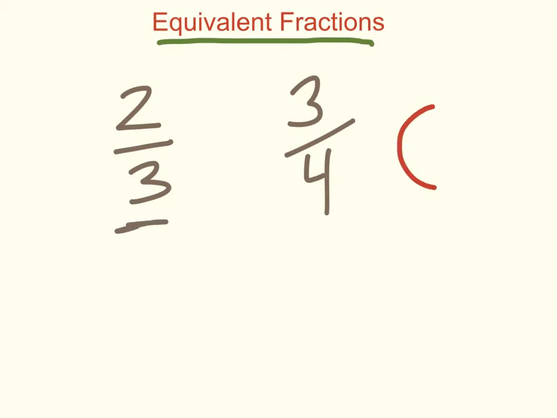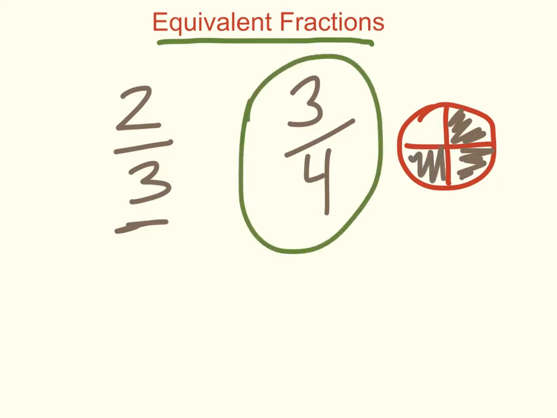So let's say that I had a pizza cut into 4. And I ate this piece, and this piece. This would be the fraction to represent how much I ate. I ate 3 out of 4 pieces because the pizza was divided into 4. So we use fractions to show parts of something.